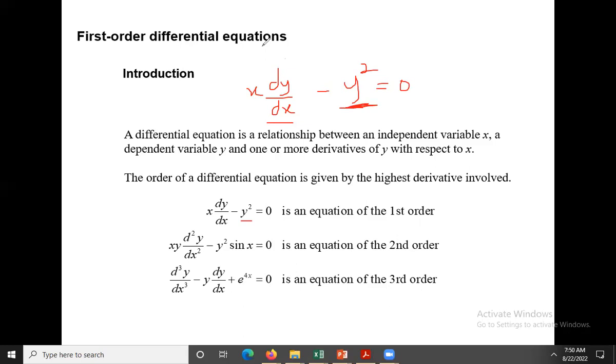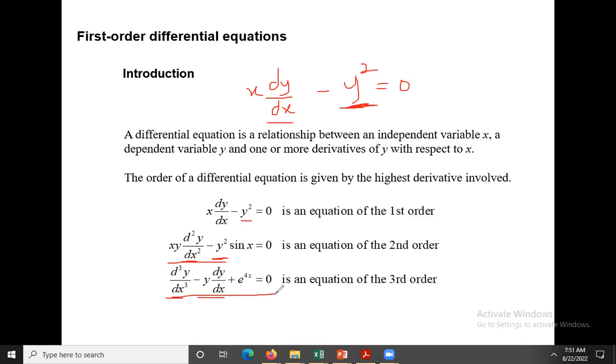Equation. Good. Again, we have another equation here, which is the function y squared, and then we have the second derivative of y times y times x, which also gives us another differential equation. In the same way, here we have the third derivative combined with the first derivative, giving us another kind of differential equation. So all of these are differential equations.